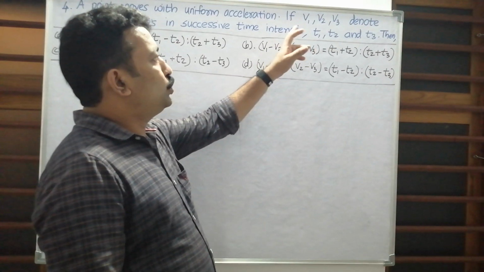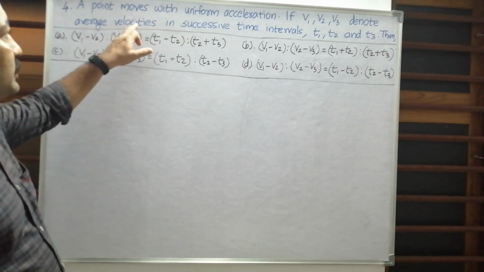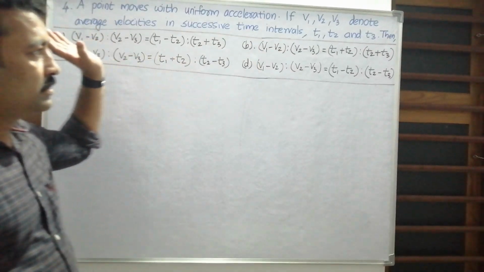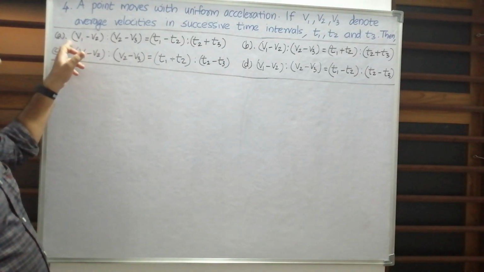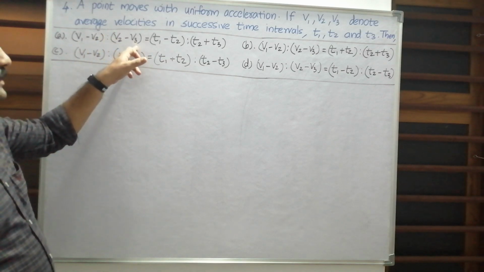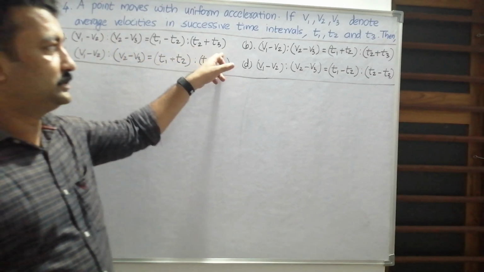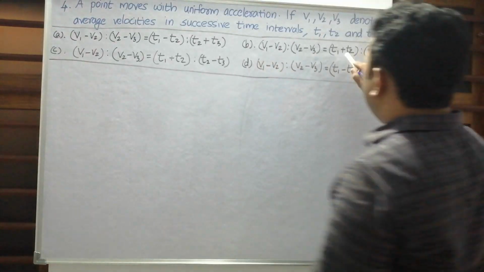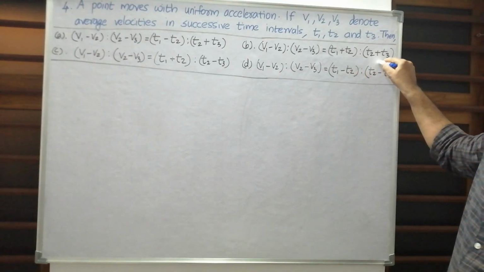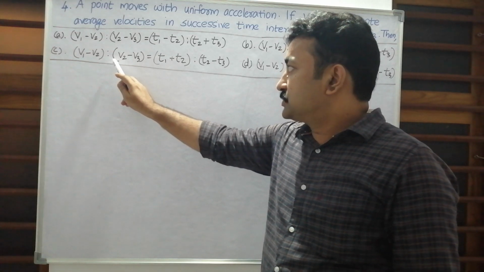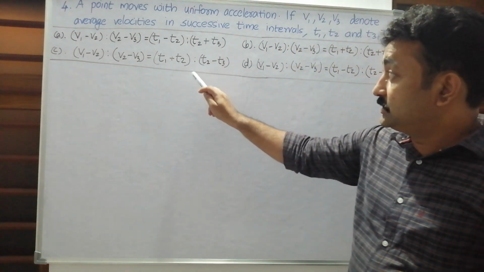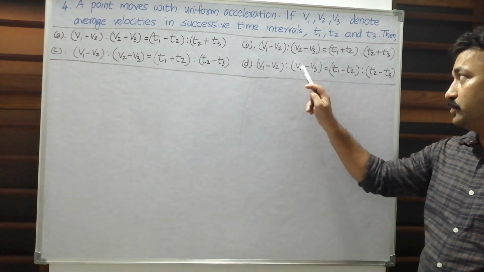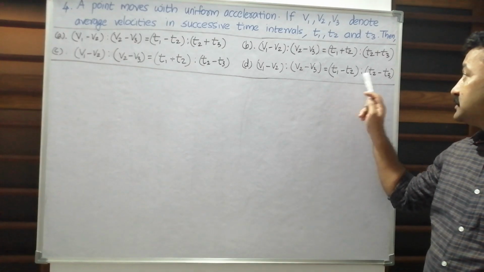And if v1, v2, v3 denote average velocities in successive time intervals t1, t2 and t3, then the relation is the question. Option A, v1 minus v2 is to v2 minus v3 is equal to t1 minus t2 is to t2 plus t3. Option B, v1 minus v2 is to v2 minus v3 is equal to t1 plus t2 is to t2 plus t3. Option C, v1 minus v2 is to v2 minus v3 is equal to t1 plus t2 is to t2 minus t3. And option D, v1 minus v2 is to v2 minus v3 is equal to t1 minus t2 is to t2 minus t3.